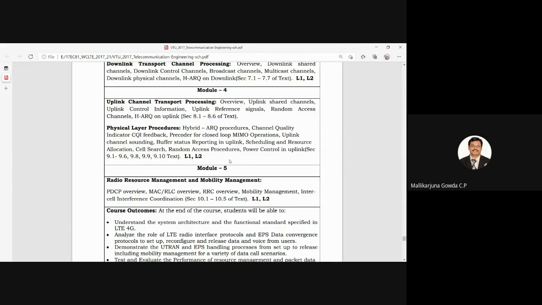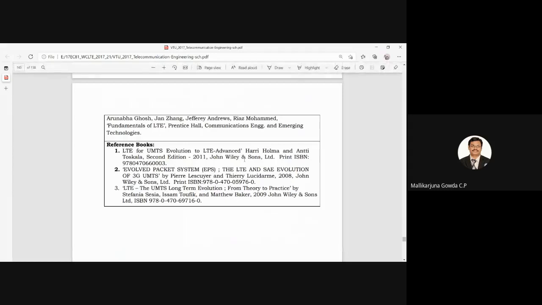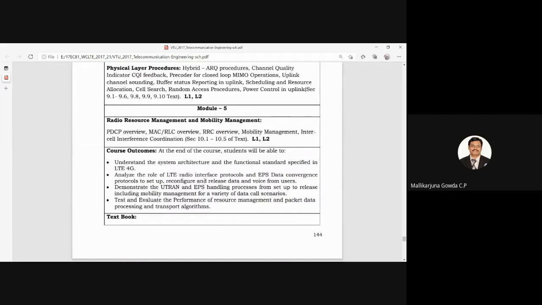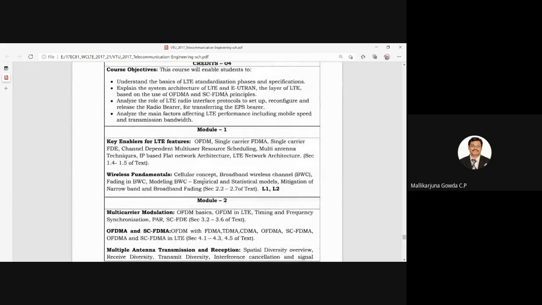The textbook for this is Fundamentals of LTE by Arnab Ghosh. All the 5 modules have been taken from this text only. If you buy the text or borrow it from the library, that will be more than sufficient for you to prepare for this subject. In addition, there are some reference textbooks which will help you understand in a better way. You can always refer to these books also. These are also available in the library.